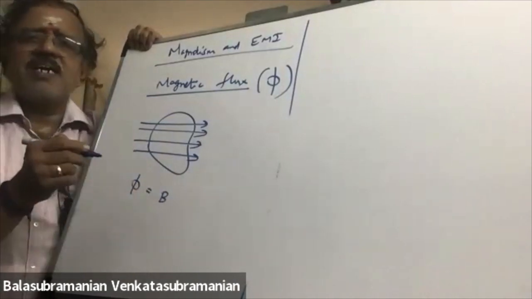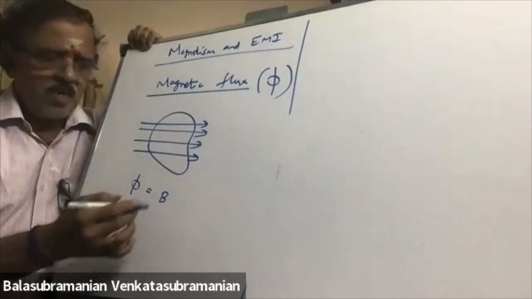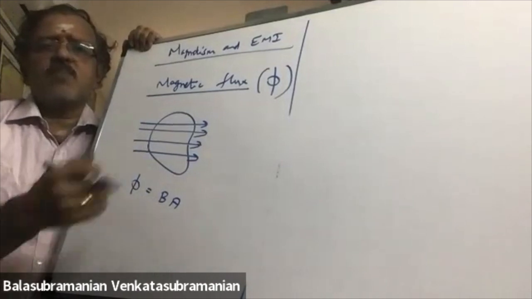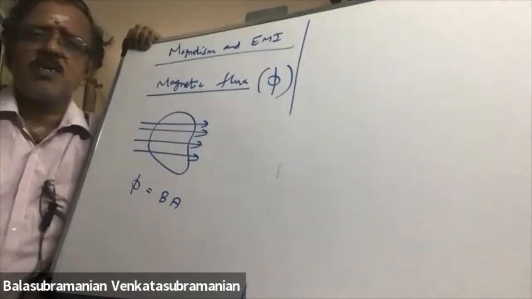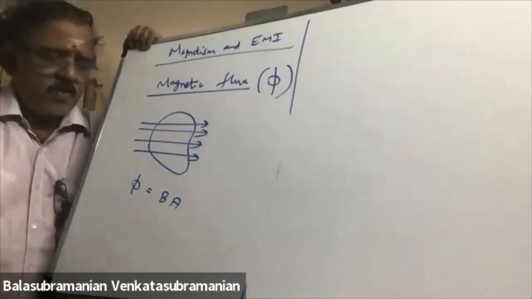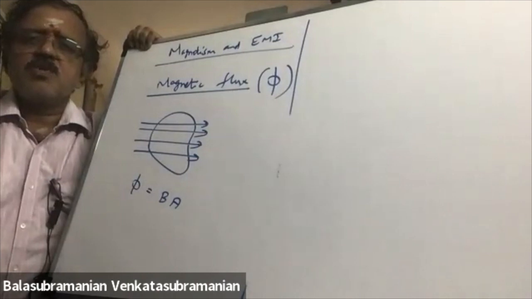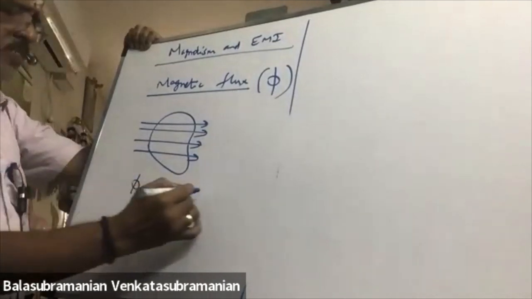That is called magnetic flux. B is called magnetic flux density or magnetic induction. A is called area. The actual formula is BA cos theta. We are not discussing that cos term here. The product of magnetic induction and area is called magnetic flux. Unit is Weber.